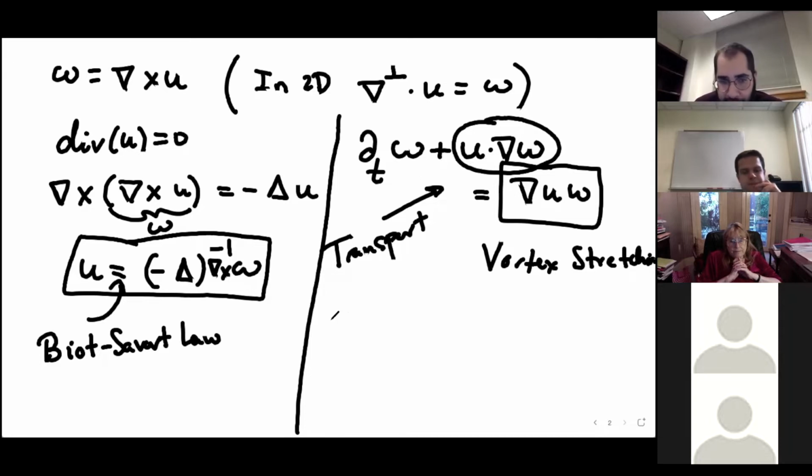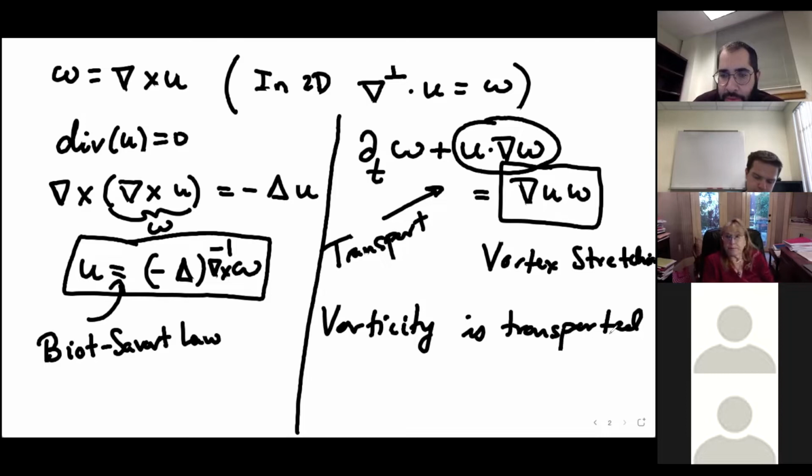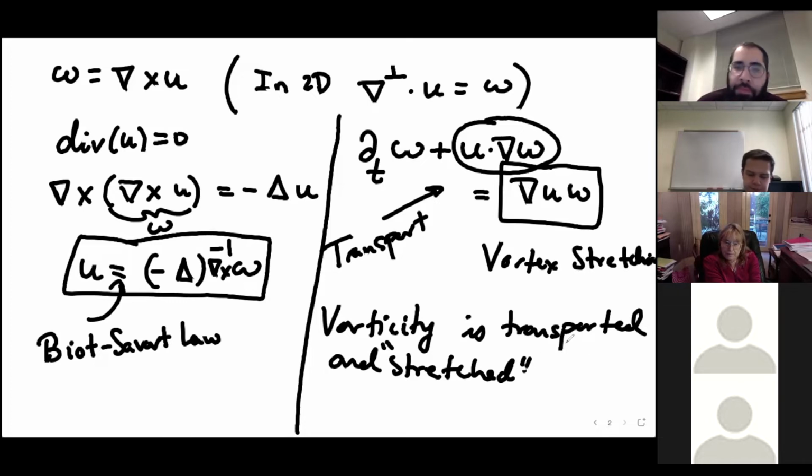Essentially, the vorticity is transported and stretched by a velocity that it itself induces. One reason this is called stretching is that the vorticity grows pointwise along directions of the gradient of u that are expanding. So if you have an expanding direction of the velocity, and you think about the pointwise growth of the vorticity, you dot the equation with omega.